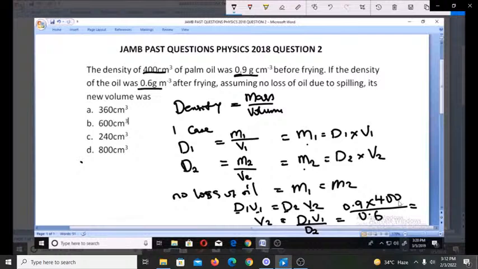And the right answer is 600 cm cubed. So that makes B the right option, 600 cm cubed. So notice we started from the formula for density. We made M the subject of the formula because they say there is no loss in mass. That means the two masses have to be equal. So we equated them, and made V2, that we're looking for, the subject. Then we get 600. That is how you go about solving equations such as this. Thank you.